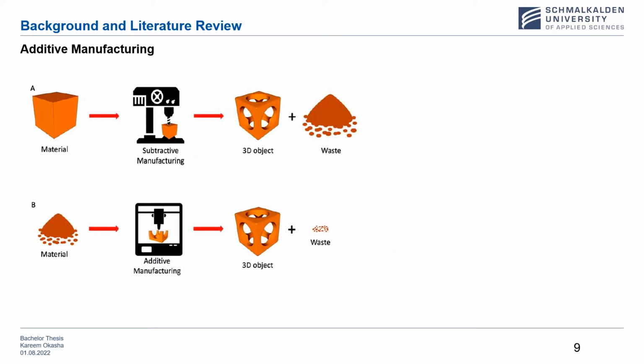Additive manufacturing can be compared to its counterpart, subtractive manufacturing, or what we can call the normal manufacturing method. In subtractive manufacturing, we begin with a block of material and start removing material from it until we reach our final product, and then a lot of waste is generated. However, in additive manufacturing, we begin with a certain amount of material and then build up our product until we reach its final form, and little waste is generated.